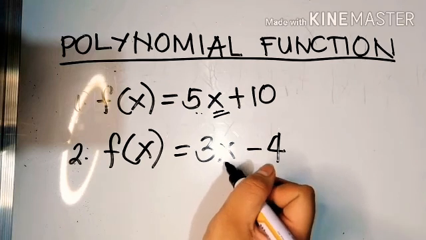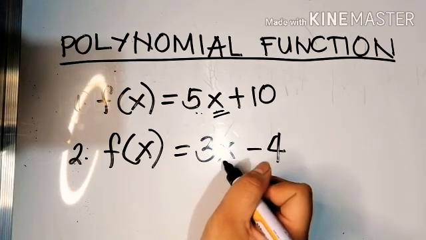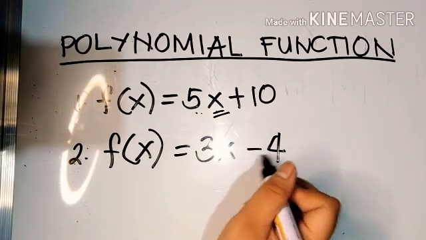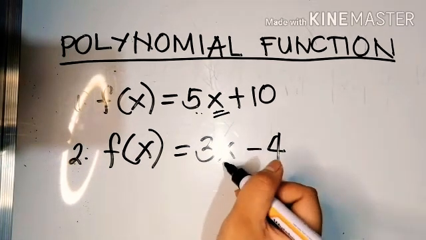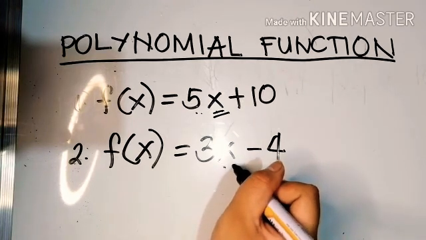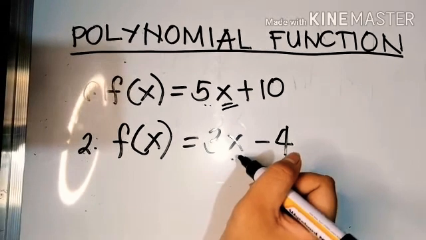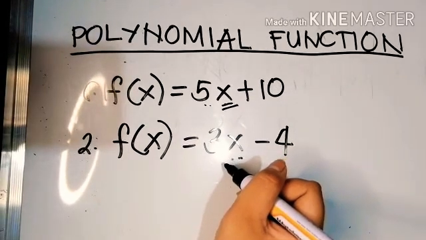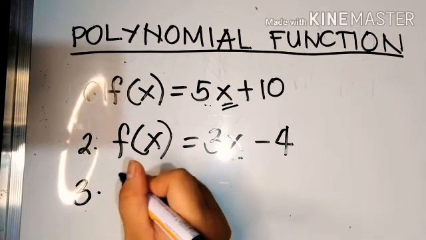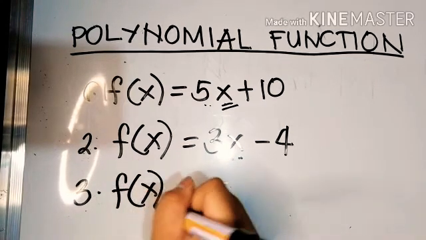So, let's have the second one. F of x is equal to 3x minus 4. So, let's substitute. 3 times 1 minus 4 is equal to negative 1. 3 times negative 1 minus 4 is equal to negative 7. How about this one?